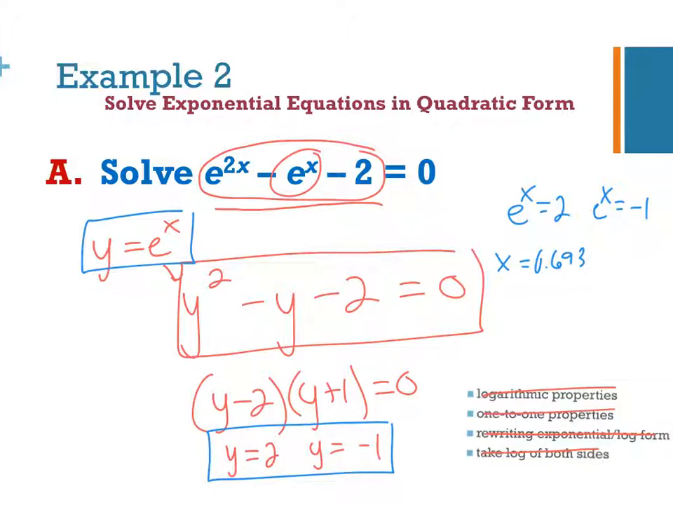And if you try to solve the other one, you're not going to be able to, because we can't take the natural log of any number that's negative. In fact, if you just try to think of e to what power is negative 1, we don't get any answers from that. So the only answer here is going to be 0.693.